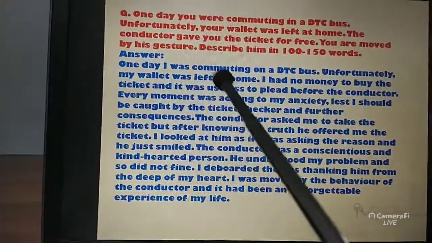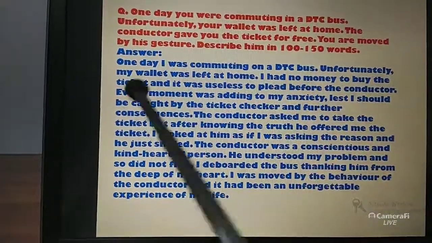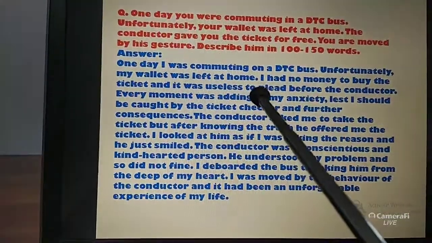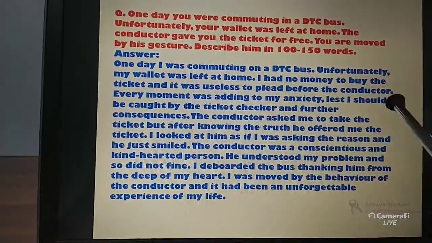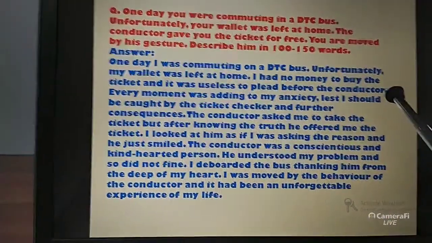One day I was commuting on a DTC bus. Unfortunately, my wallet was left at home. I had no money to buy the ticket, and it was useless to plead before the conductor. So this happens sometimes to some people.